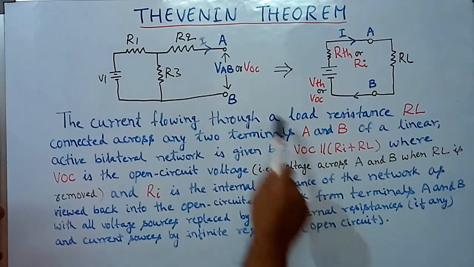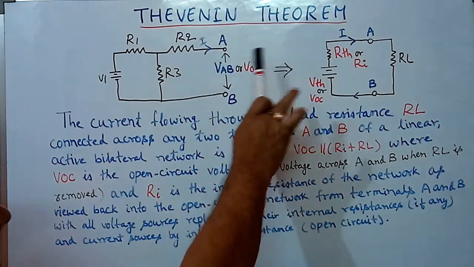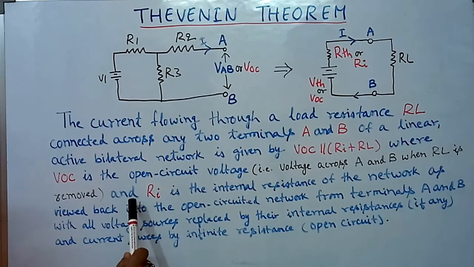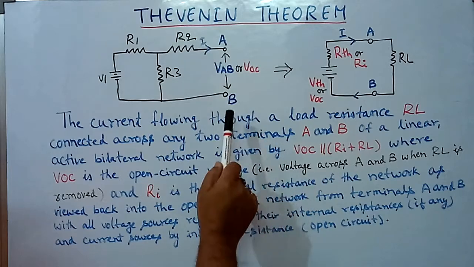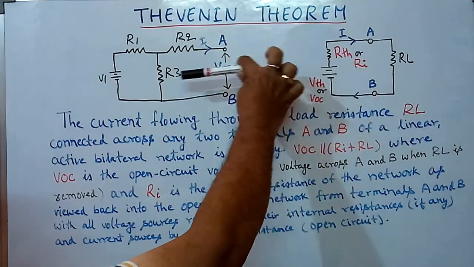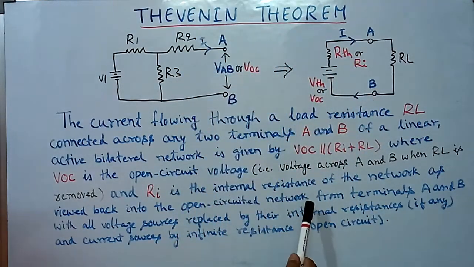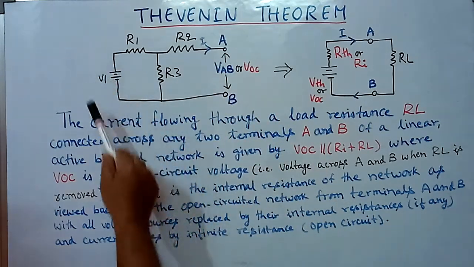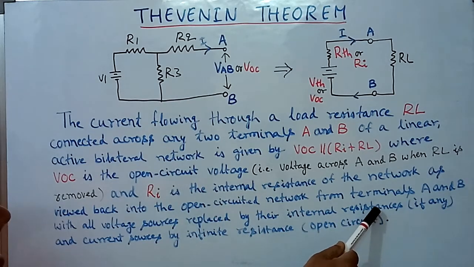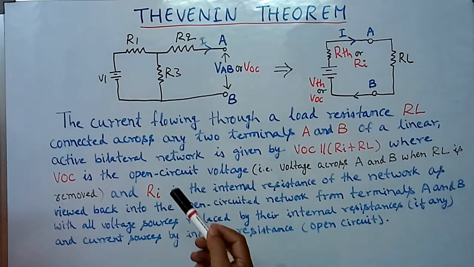that is voltage across A and B when RL is removed, and Ri or R Thevenin is the internal resistance of the network as viewed back into the open circuited network from terminals A and B, with all voltage sources replaced by their internal resistance, if any, and current sources by infinite resistance, that is open circuit. This is Thevenin's theorem. Let us look into the example now.